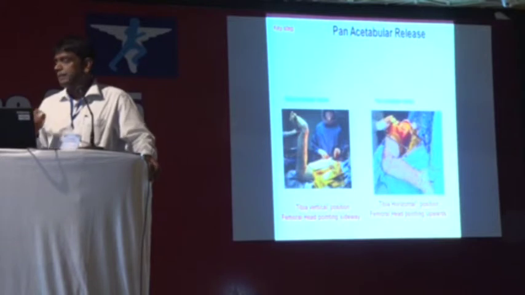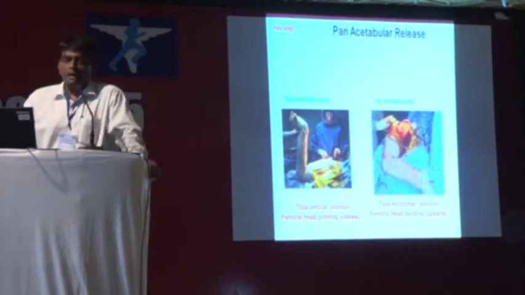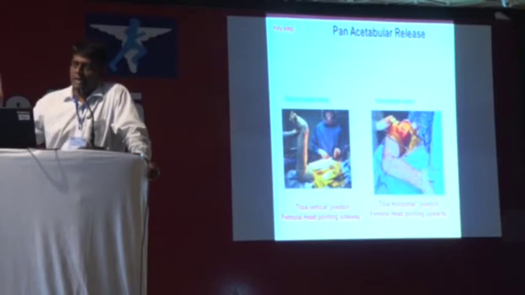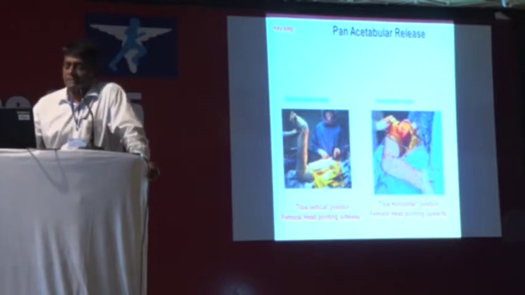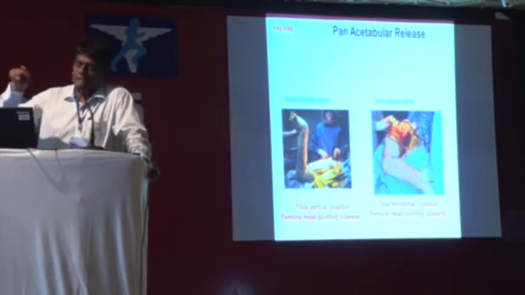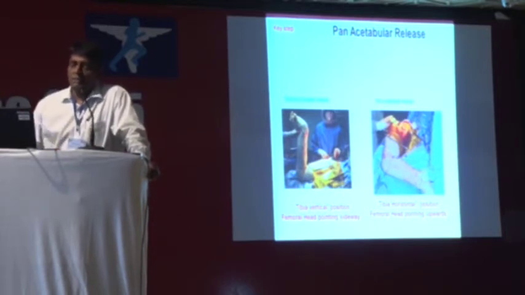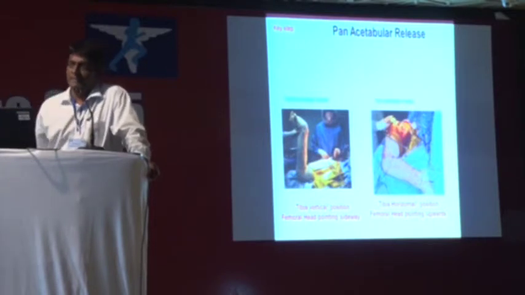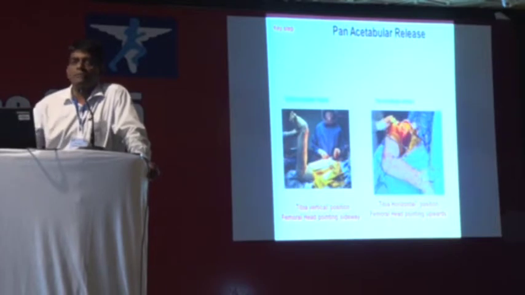So what do you mean by the pan-acetabular release? When you do a partial capsular release with the posterior approach, the head is dislocated posteriorly. If you are able to keep the tibia vertical, that means you have released only part of the capsule. If you have really done a true global release, a pan-acetabular or 360-degree release of the capsule, you'll be able to lay the tibia flat on the table. That means you have released the capsule fully.